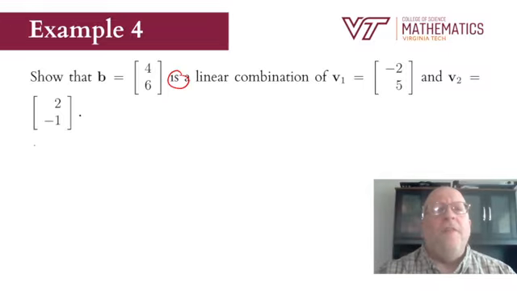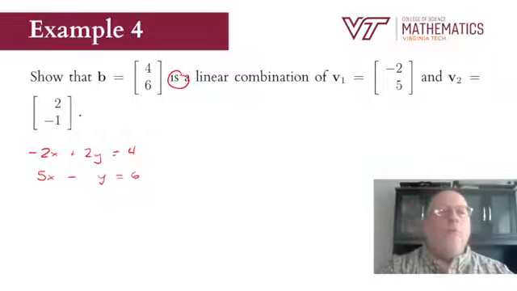So let's give this a try. This time we want, my weights are going to be x and y. We want negative 2x and positive 2y to be 4. And in the bottom equation, we want 5x and negative y to be 6. So this is what we want.